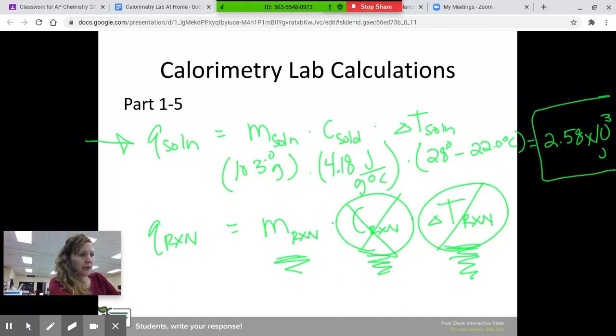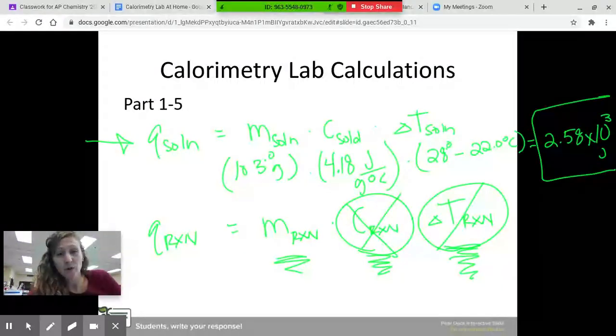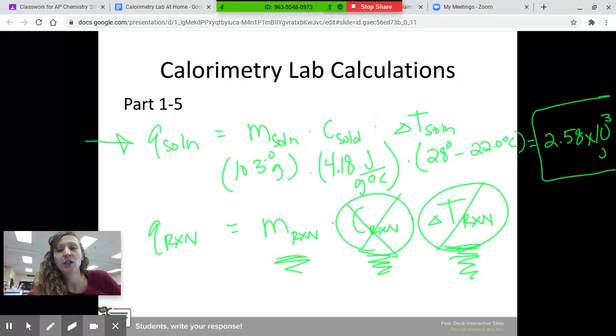All right, here's what I got. How about you guys? Paisley, you do need a Q of the reaction, right? Because the table asks you for it, but you're not going to calculate Q of the reaction. How are you going to find Q of the reaction?